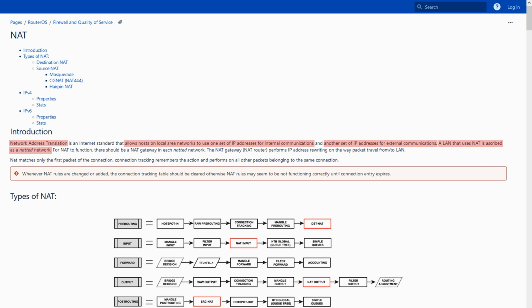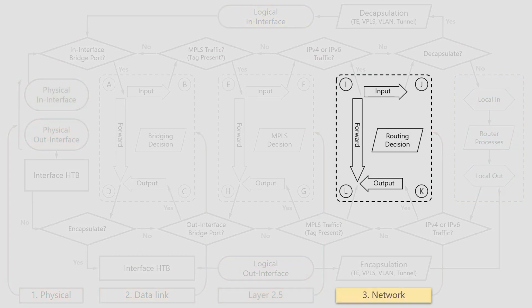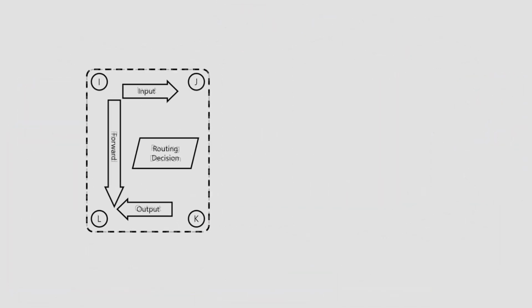An important thing to remember is that NAT matches only the first packet of each connection and uses connection tracking to remember the required action for subsequent packets. Since NAT works on IP hosts, it operates on layer 3, or the network layer.